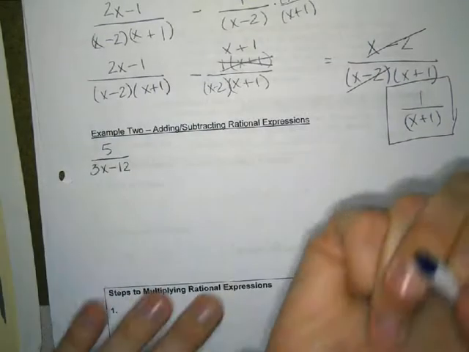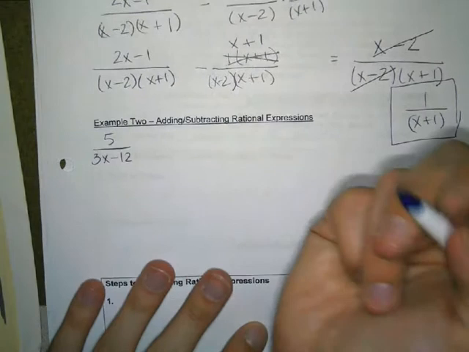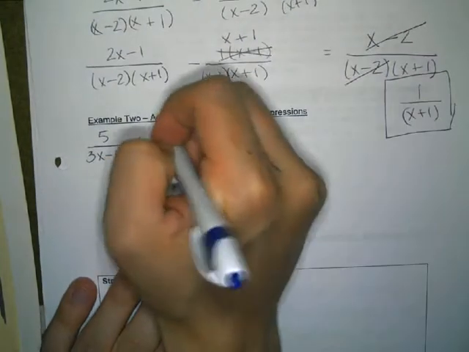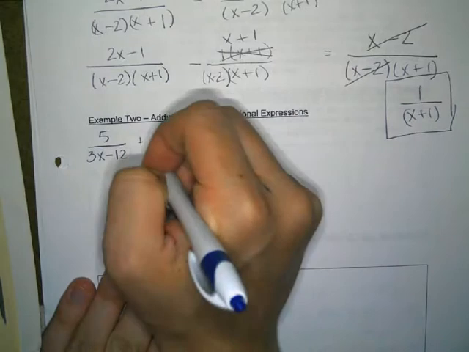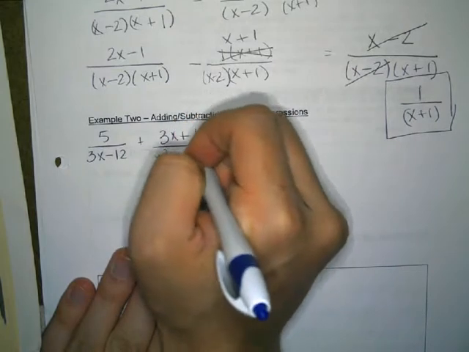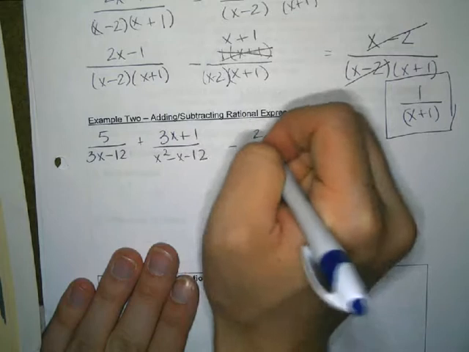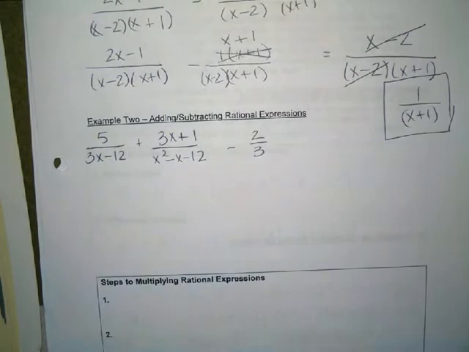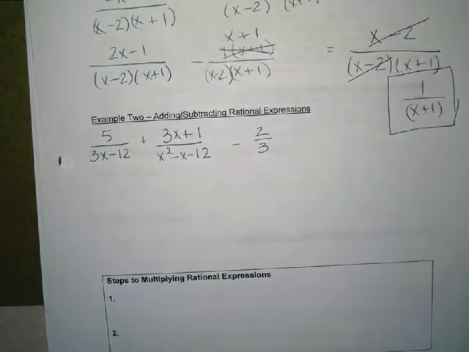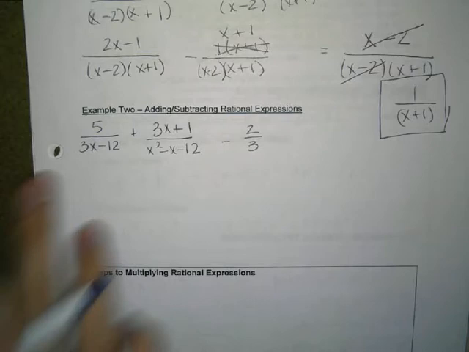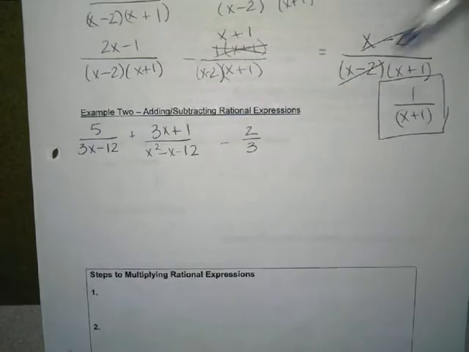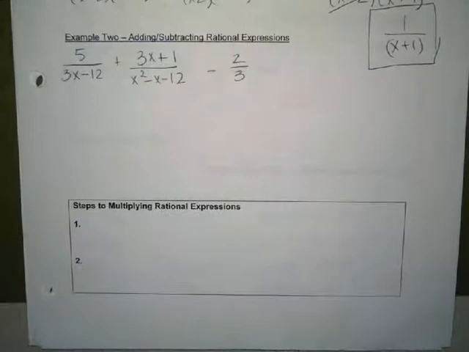5 over 3x minus 12 plus 3x plus 1 over x squared minus x minus 12 minus 2/3. Now, this one's probably more difficult than I would give you on a test. But I figure if we do the difficult ones here and we can handle them here, then you'll be completely fine with it.